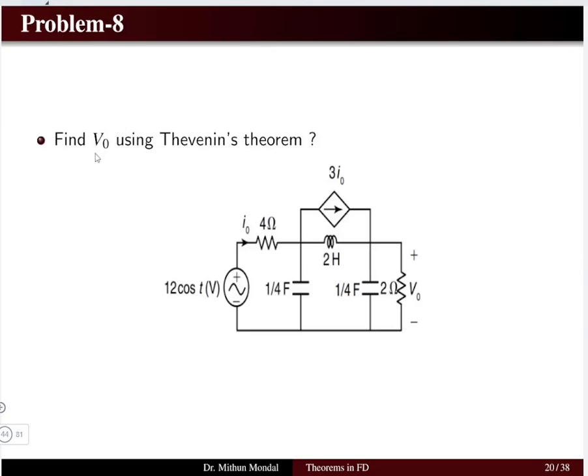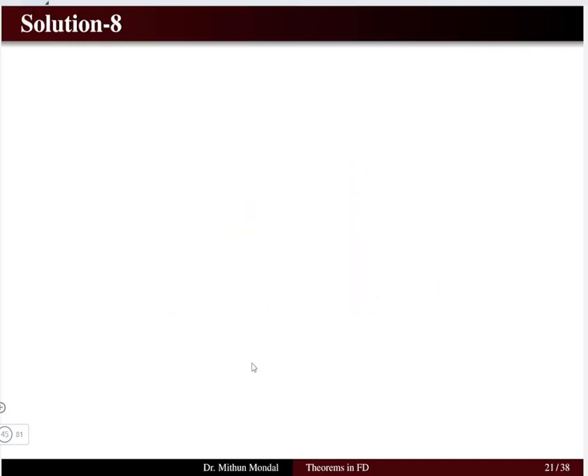Next problem, we have to determine the potential V0 across the 2 ohm resistor using Thevenin's theorem, where we have the source 12 cos t, a capacitor of 1 by 4 farad, another capacitor of 1 by 4 farad, and an inductor of 2 Henry. We have a dependent current source of 3 I0, where I0 is the current flowing through the 4 ohm resistor. So we have to solve this problem using Thevenin's theorem.